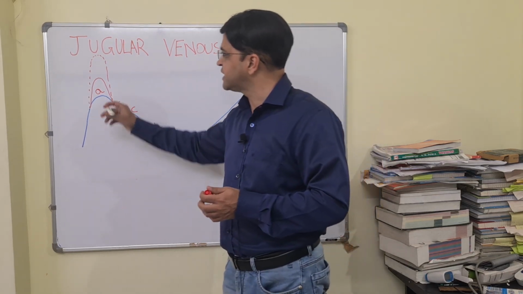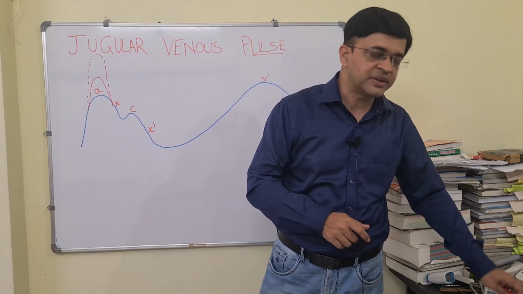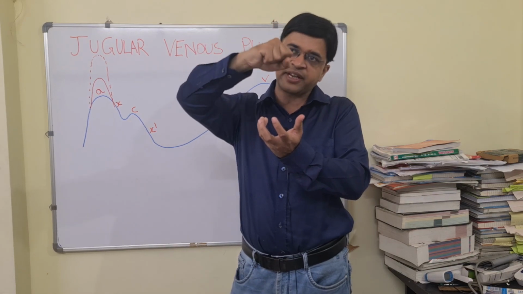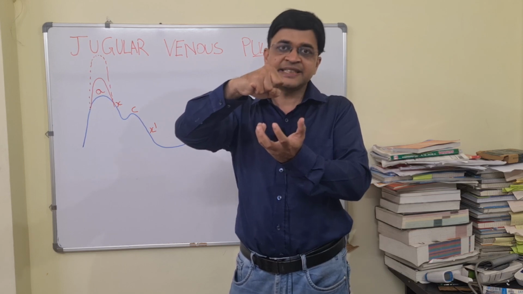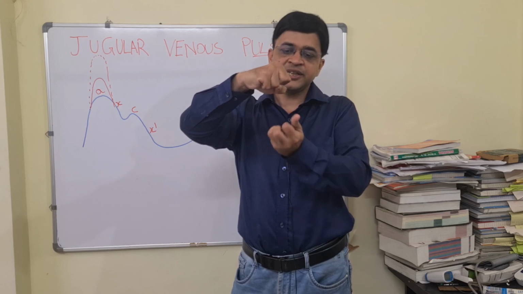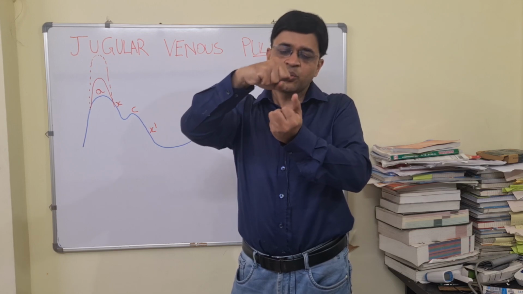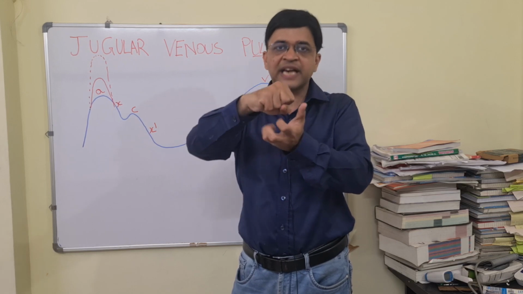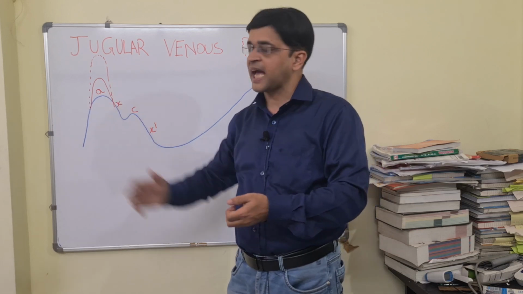So when exactly are we going to get cannon A waves? For producing cannon A waves, we need that when the atria are contracting and trying to push blood into the ventricles, at the same time the ventricles contract and push the blood back into the atria. So both the atria and ventricle need to contract at the same time to produce cannon A waves.